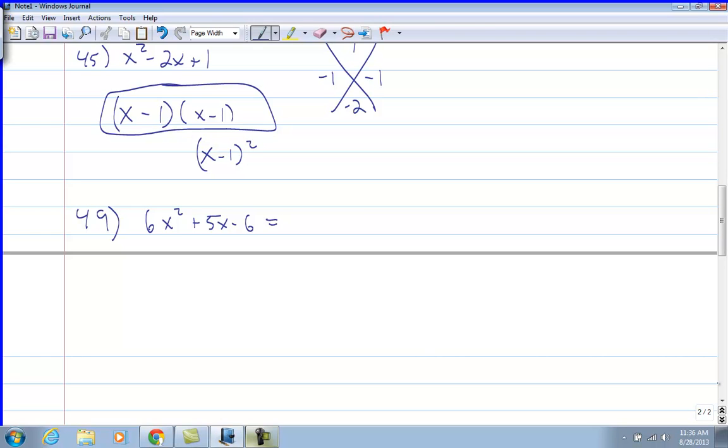So this is what I call the AC technique. Excuse me, I hope I muted that in time. I had a sneeze there. So we have 6, our A is 6, the leading coefficient's A, the constant is called C, that's also 6. So A times C is 6 times 6, which is 36.